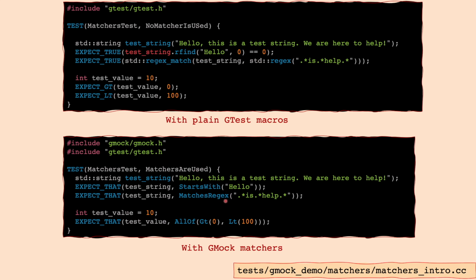And also, in order to find out if my string matches a regular expression, I can use this other matcher called MatchesRegex, also from the GMock library, and you just provide the regular expression. Again, notice that this is more readable and concise than what I wrote initially. Let's also look at this example where I'm testing 10. This value is at the same time greater than 0 and less than 100. I was able to do this in one single line and basically mention that I want the test value to match all of the subsequent matchers, which are greater than 0 and less than 100. Again, you can see and run this test from this path.